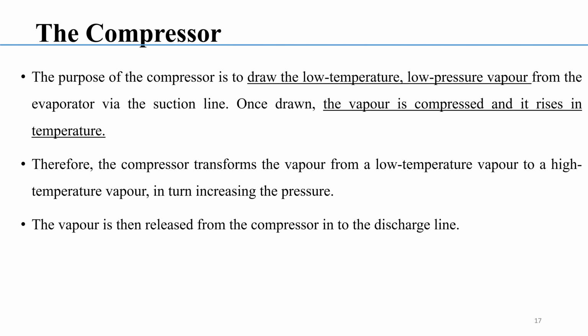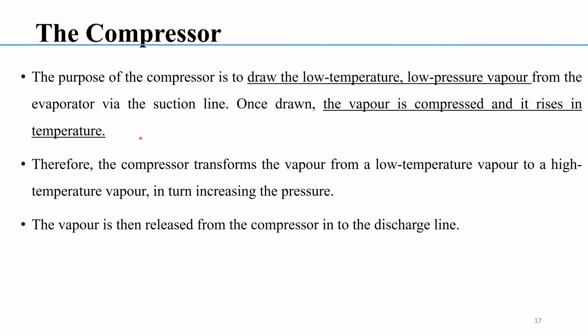And again, the compressor. The purpose of the compressor is to draw the low temperature, low pressure vapor from the evaporator by the suction line. Once drawn, the vapor is compressed and rises in temperature. Temperature and pressure are always proportional. Whenever pressure is increasing, temperature is increasing, and whenever temperature is increasing, pressure is also increasing. Therefore, the compressor transforms the vapor from a low temperature vapor to a high temperature vapor, in turn increasing the pressure.